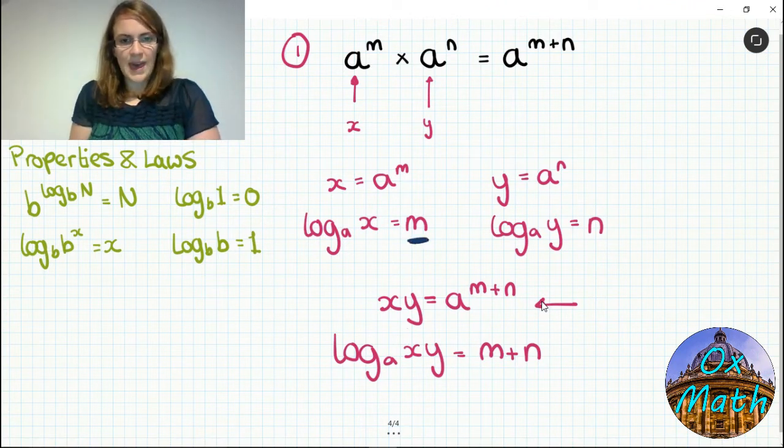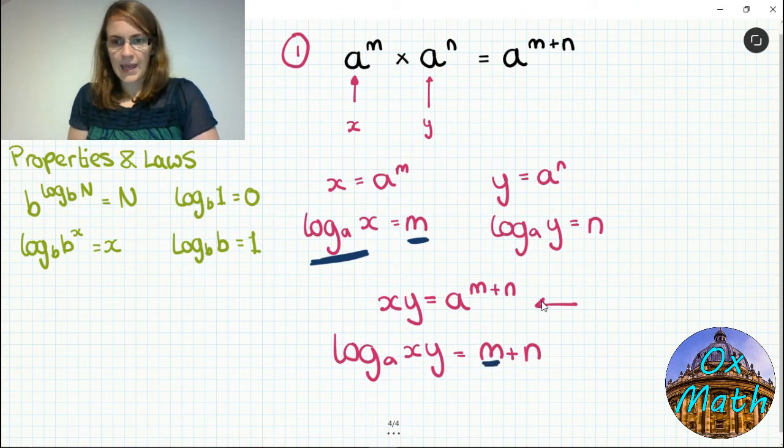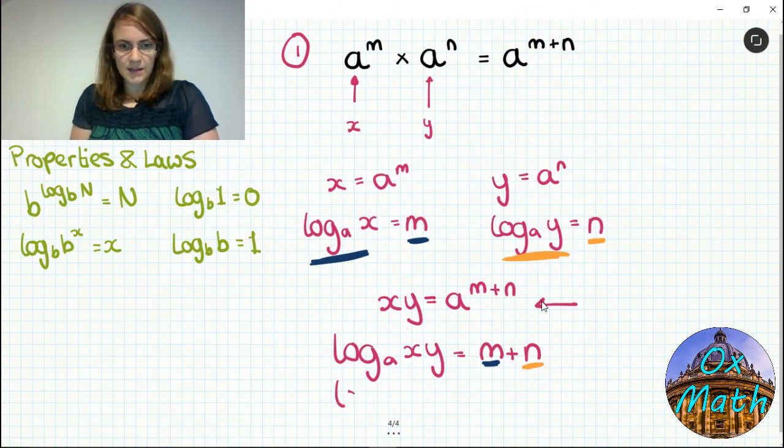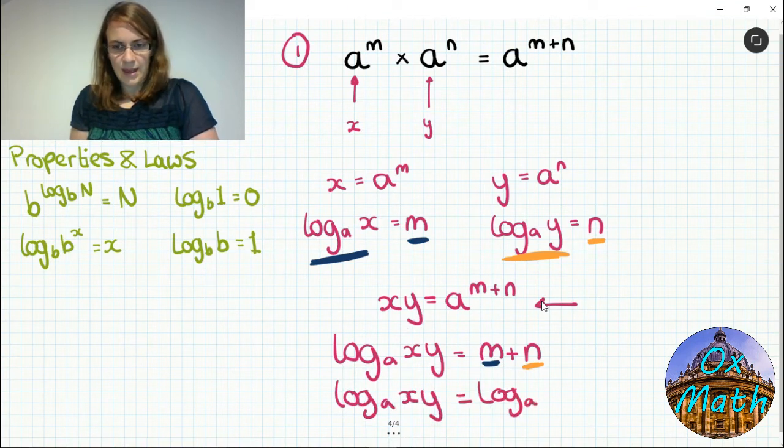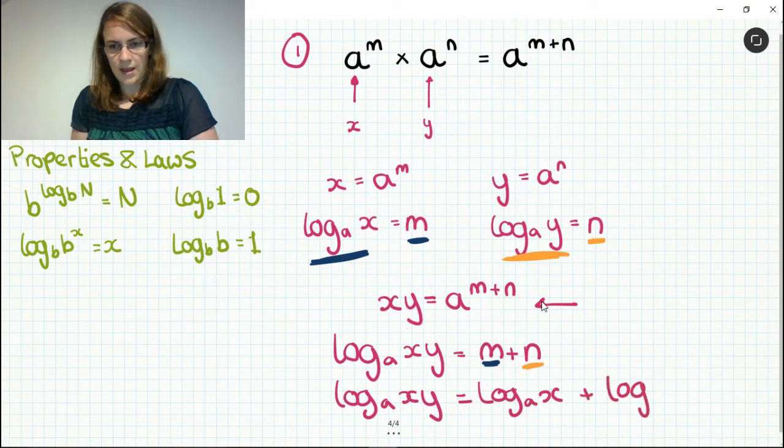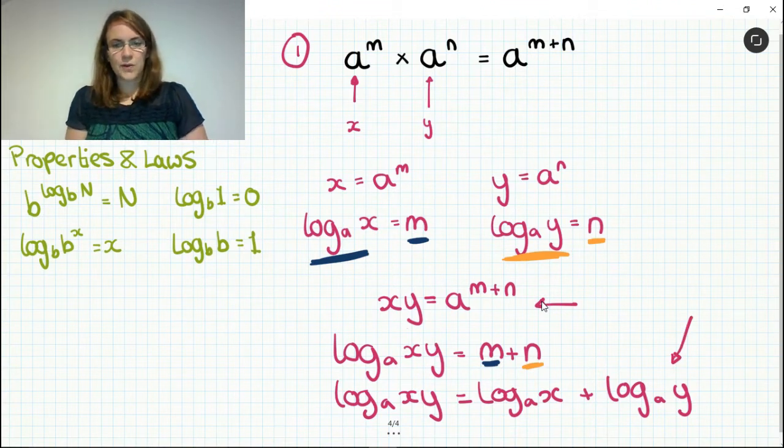But remember, m is log a of x, so we can change our m in this equation to log a of x, and n is just log a of y, so we can change our n into log a of y. So if we rewrite this equation with log a of x and log a of y instead of m and n, we get log a of xy equals log a of x plus log a of y. And this is our first law of logarithms, the addition law. So if you've got two logs of the same base added together, you can simplify that down to a log of the same base with the two numbers multiplied.